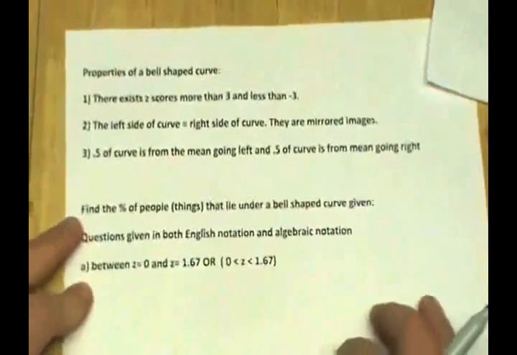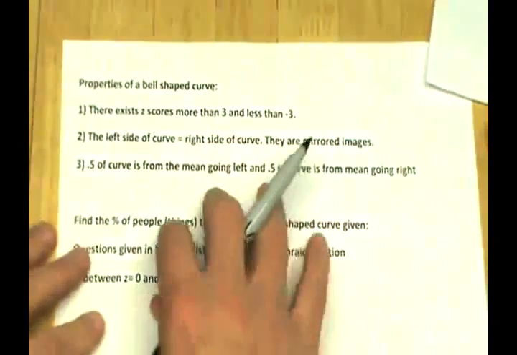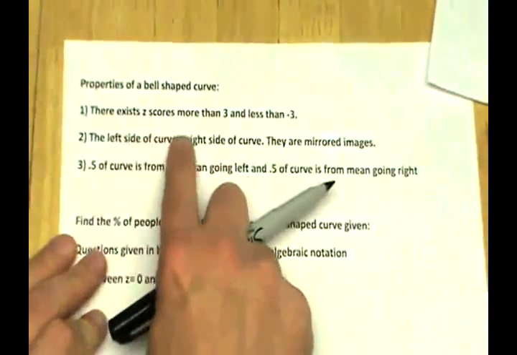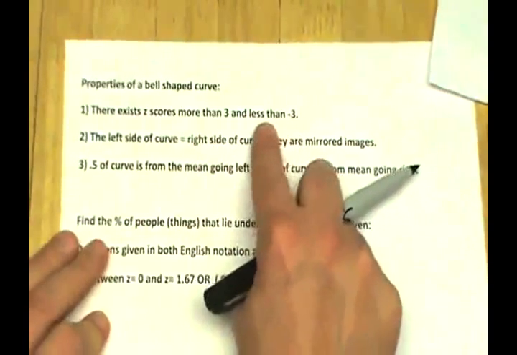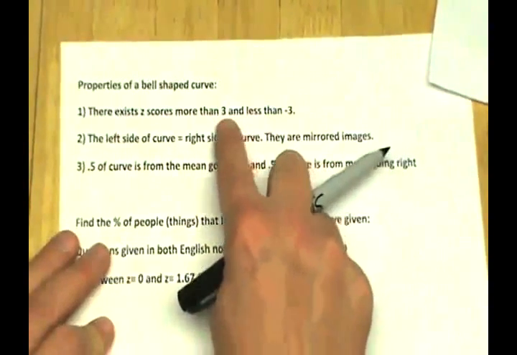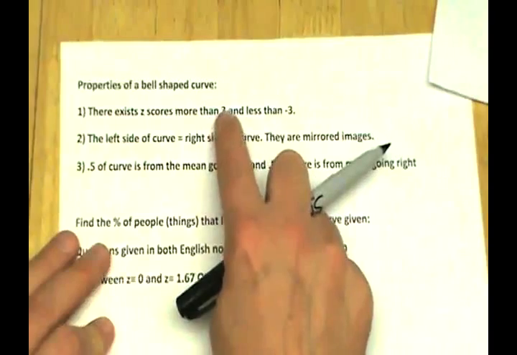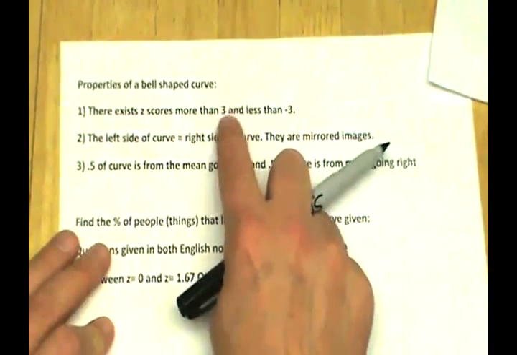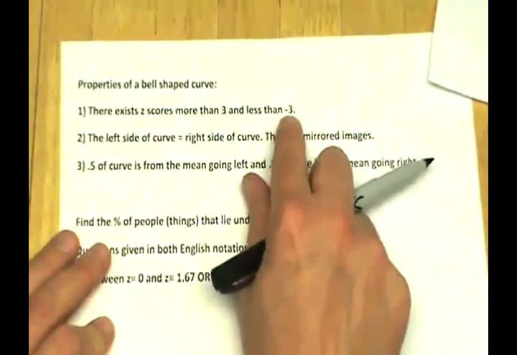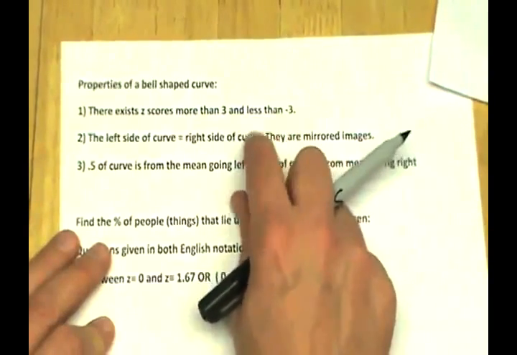First, before we tackle these questions, we'd like to cover some properties. There are 3 properties. We already covered the first one: there exist z-scores more than 3 and less than -3. That was the tick mark. So you can have z-scores of not just 1, 2, and 3, but 4 and 5 and 6 and 7 and 8 and 9 and 10, etc. And also on the other side of -3: -4, -5, -6, -7, etc.